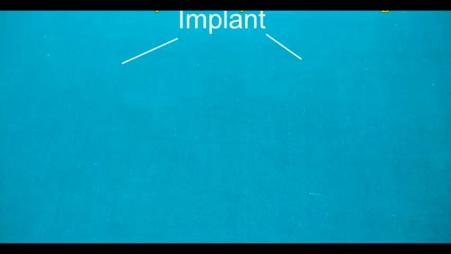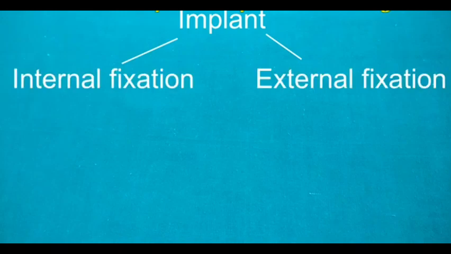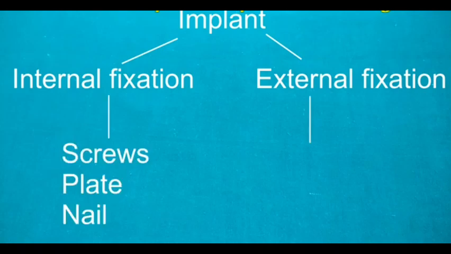Before starting on the implant, I just want to show you that there are two basic types of fixation which are used in orthopedics when we fix the bone. One is the internal fixation and the other is the external fixation. So we will be talking about the internal fixation part. The internal fixation mainly consists of plates and screws and the nailing system.